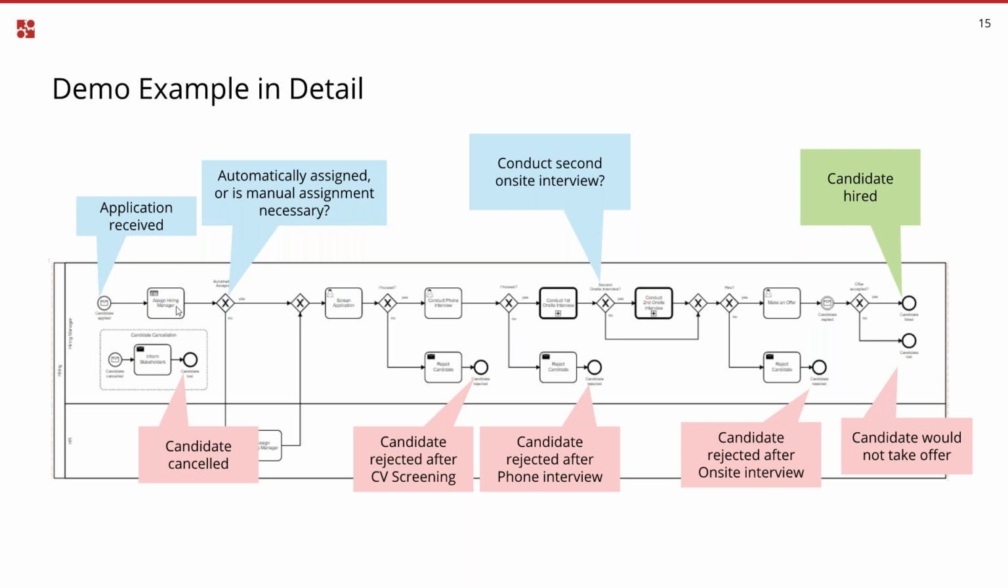In some cases, this might not be possible. So we have a gateway here which says, could we automatically assign the application? If yes, we can proceed right away. If not, we have to take a little detour down here. This user task says that HR is supposed to assign this application to a hiring manager manually. Once this has happened, the hiring manager is supposed to screen the application first by looking at the CV, things like that. Then they are supposed to make a first decision whether they want to conduct a phone interview or reject this application right away. Then we have this branch where we simply send an email automatically and the candidate is rejected.